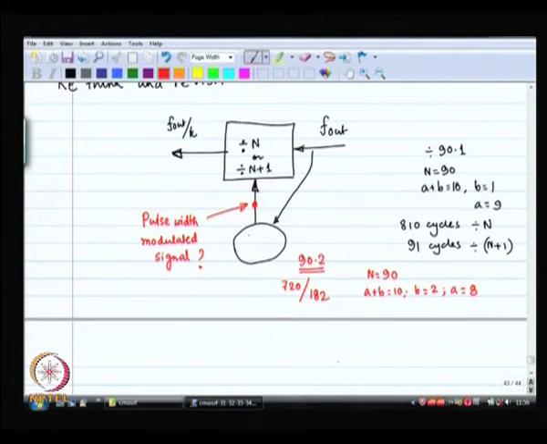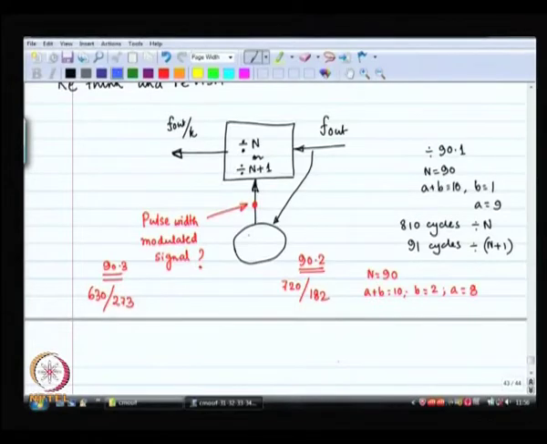Okay. So, the width of the pulse is kind of telling you what this division is going to be. If you were to divide by 90.3, the width of the pulse would be 630 to 273. Okay. The duty cycle of the pulse is going to increase. So, here the duty cycle was, if I wanted to divide exactly by 90, duty cycle is 0.